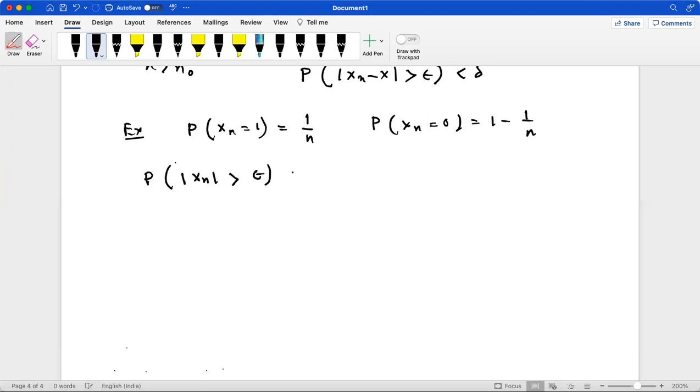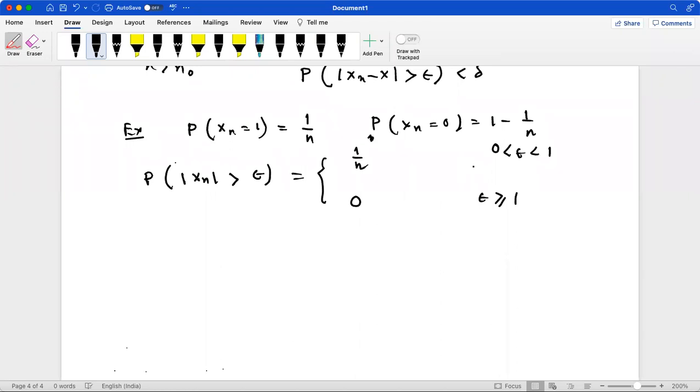Now, this has two cases. If epsilon is greater than or equal to 1, that is, xn strictly greater than 1, the probability is 0, obviously. And if epsilon is between 0 and 1, then it is just 1 by n. This probability is just 1 by n when epsilon is in 0 to 1.